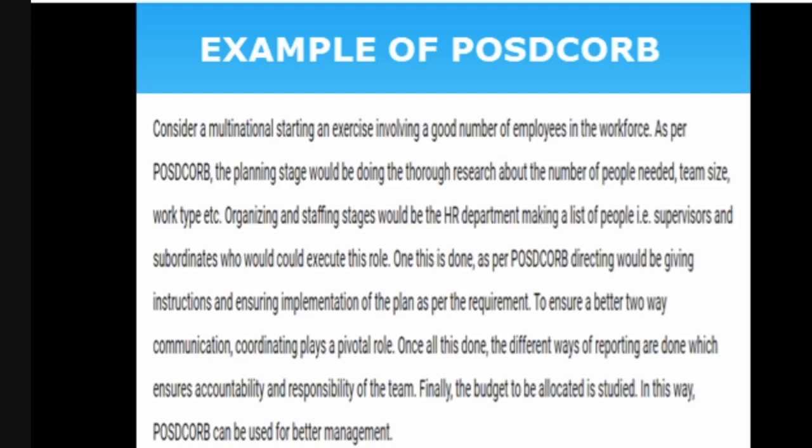To ensure two-way communication, coordination plays a pivotal role, right? If an employee says, sir, instead of this, that will be good, there should be two-way communication. So for that, coordination acts as the pivot for communication between directing and the team. Once all this is done, there are different ways of reporting which ensure accountability and responsibility of the team. Once everything is finished, they report, sir, the work you gave us, we have finished it, and this is our submission report. So everything is done. Finally, the budget is allocated and studied. In this way, POSDCORB can be used for better management.